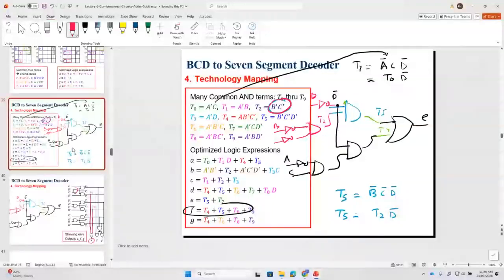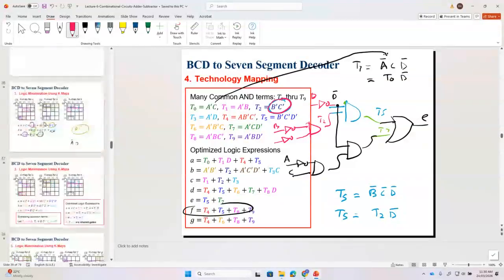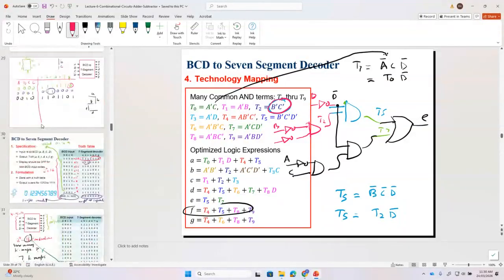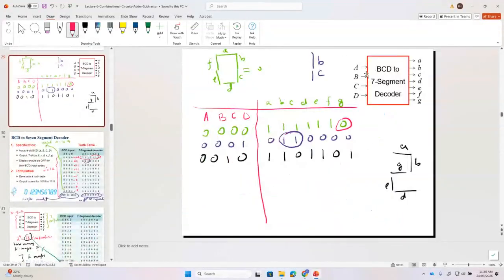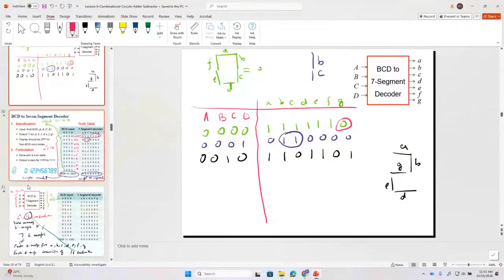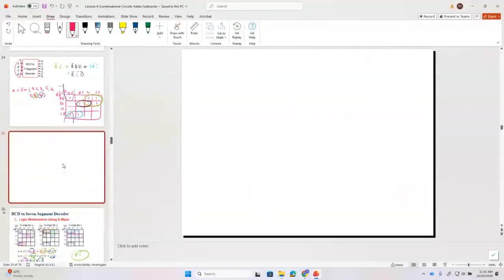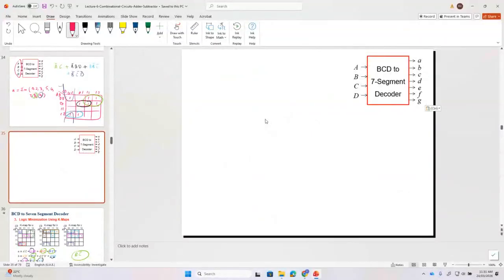So what are the different steps? If we have all the steps, what is step number one? Let's assume we want to design a BCD to 7-segment decoder. What is my first step? Draw the truth table. So step number one, we draw the truth table.